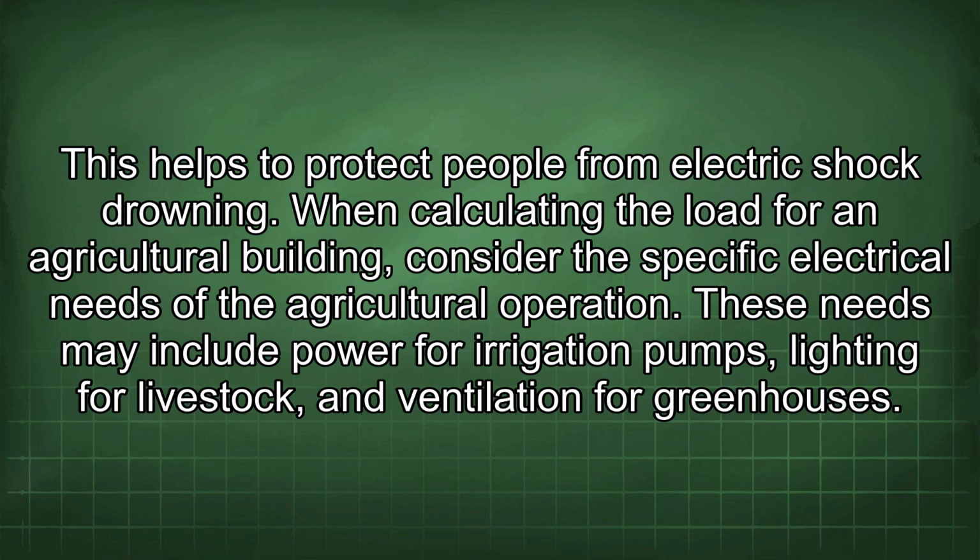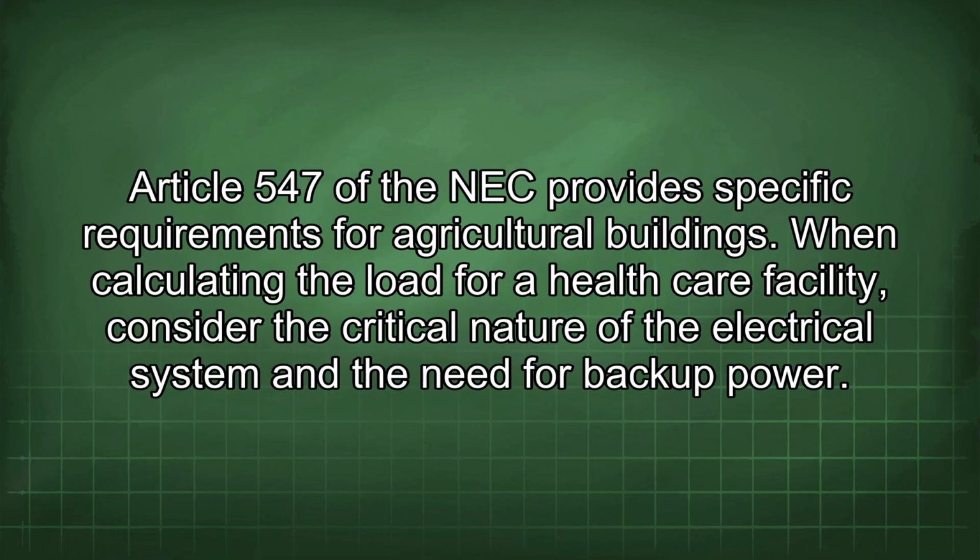When calculating the load for an agricultural building, consider the specific electrical needs of the agricultural operation. These needs may include power for irrigation pumps, lighting for livestock, and ventilation for greenhouses. Article 547 of the NEC provides specific requirements for agricultural buildings.